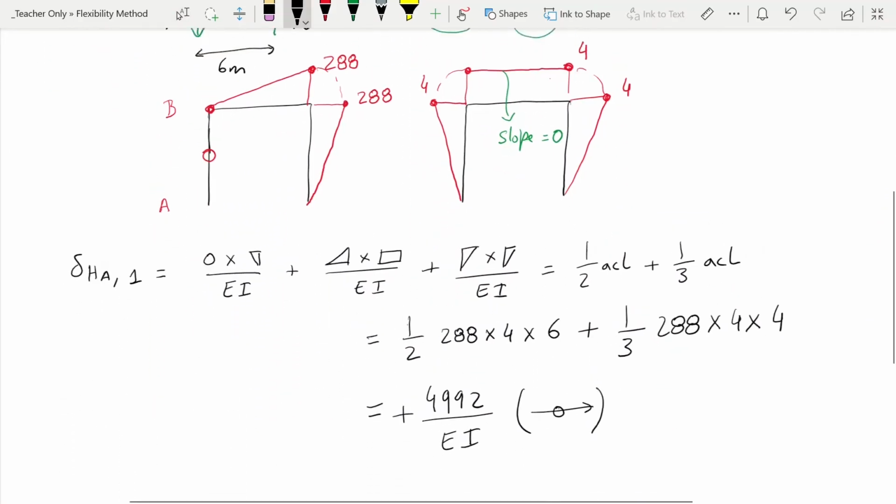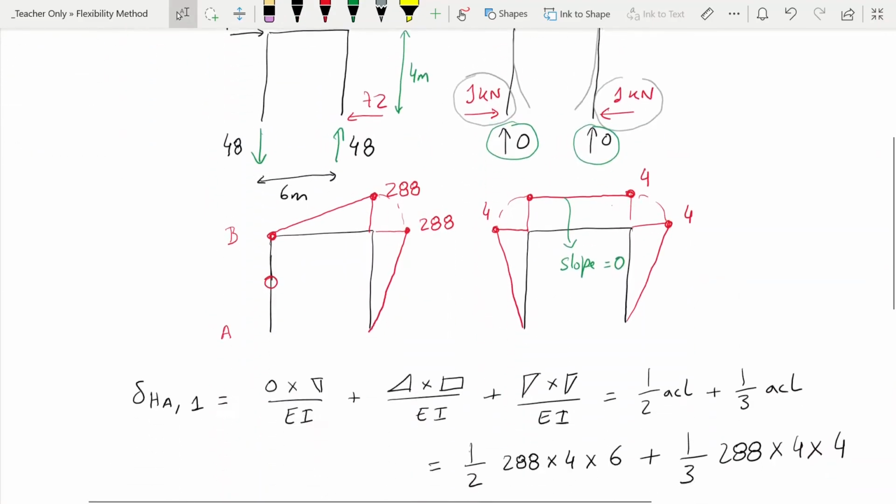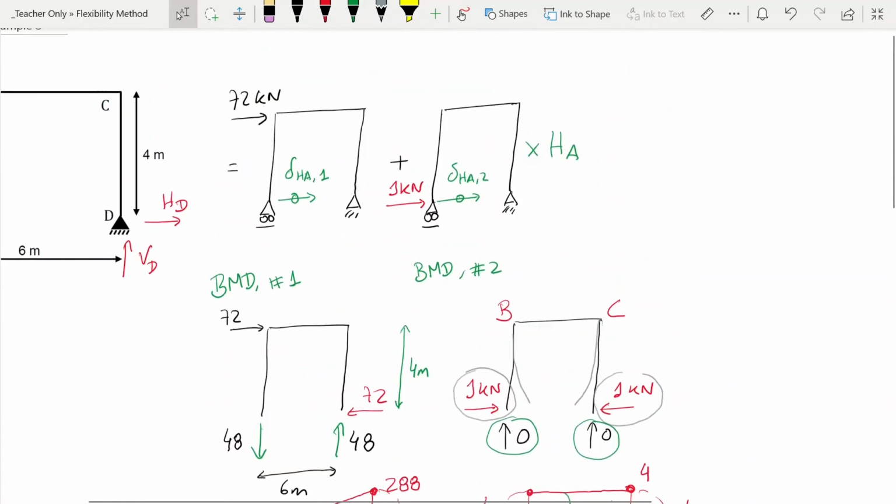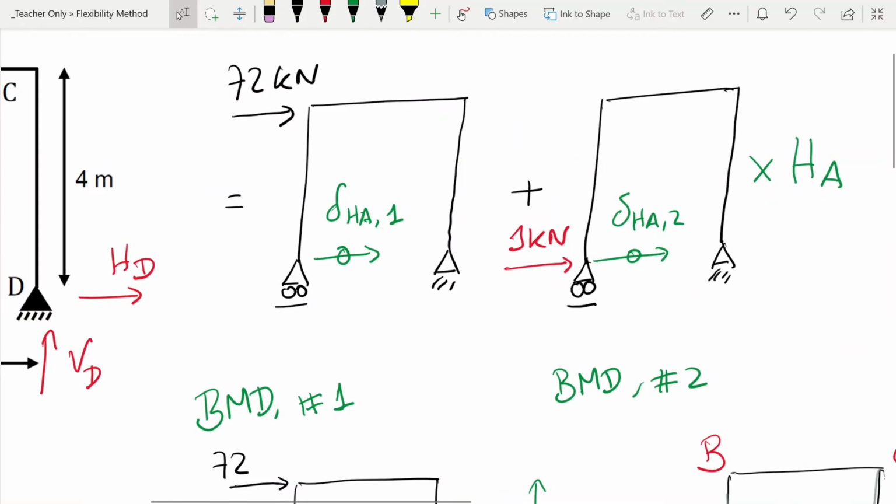Now, similar to before, let's look at the structure and think if it makes sense that this point is moving to the right. If we're pushing the beam on the top to the right, it makes sense that the beam is going to be pushed to the right, so probably this point is also going to be pushed to the right. So that makes sense to me, that the displacement is to the right.